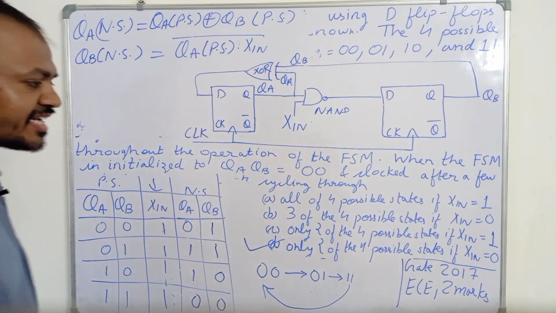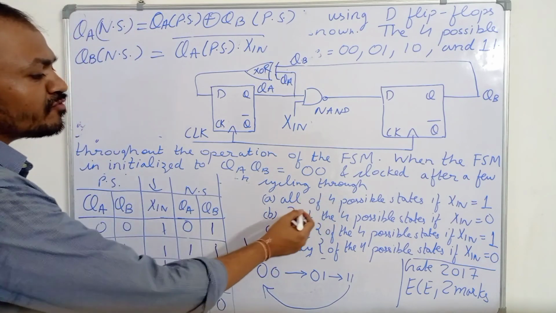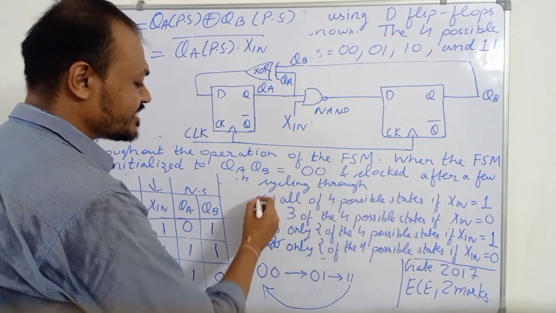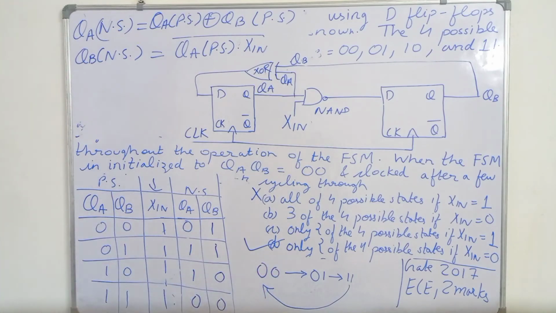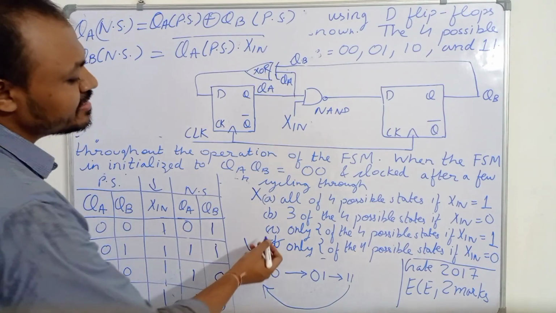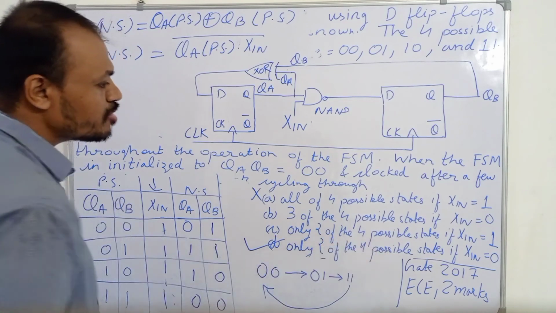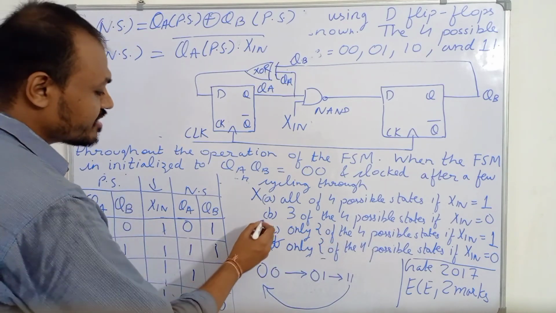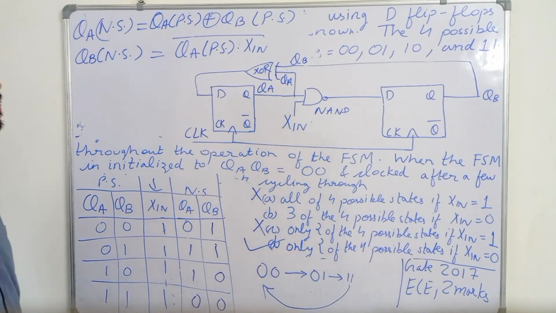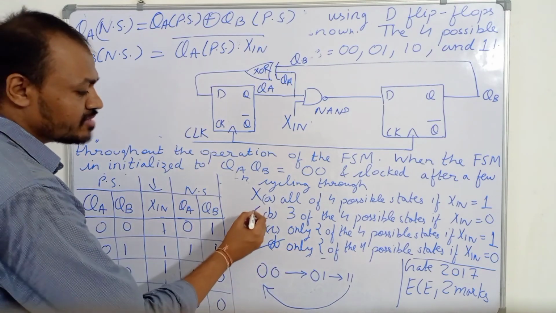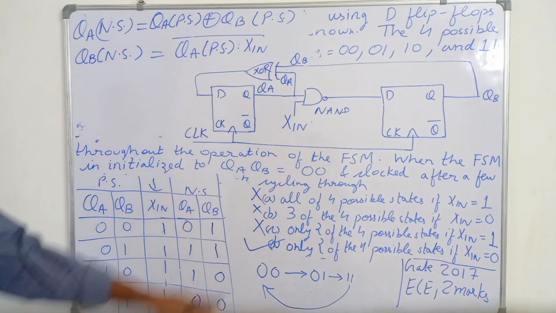In option A it says all four possible states if x in equal to 1. This is a wrong statement because only three states are possible if x in equal to 1. Then option C says only two of the four possible states if x in equal to 1. So option C is also wrong, and we have already seen that only two of the four states are possible if x in equal to 0. So obviously option B was wrong.